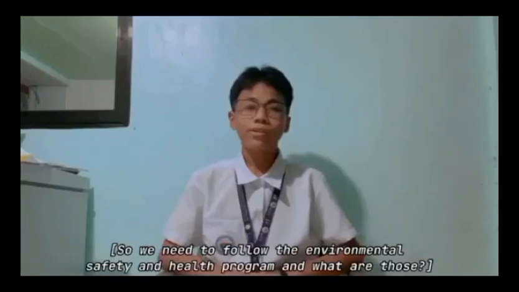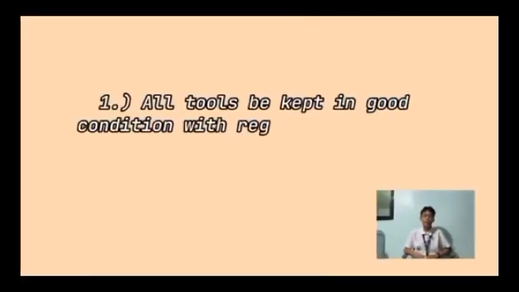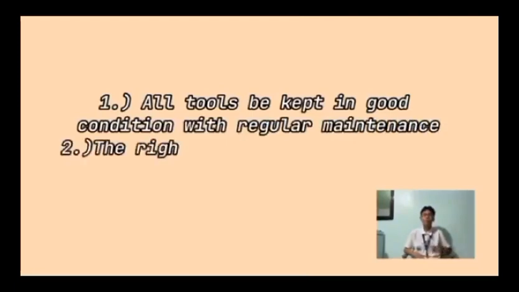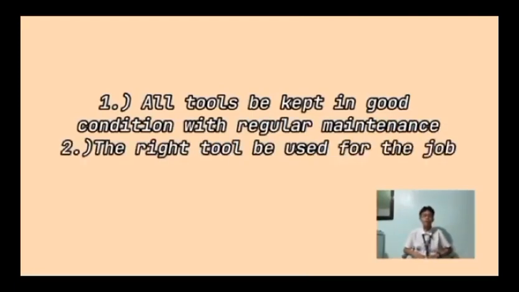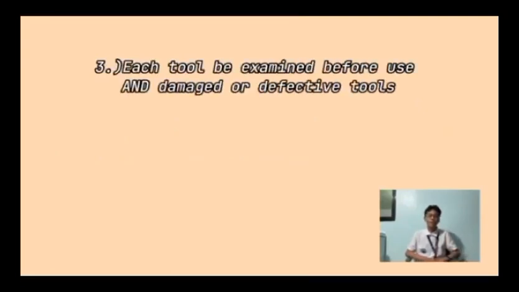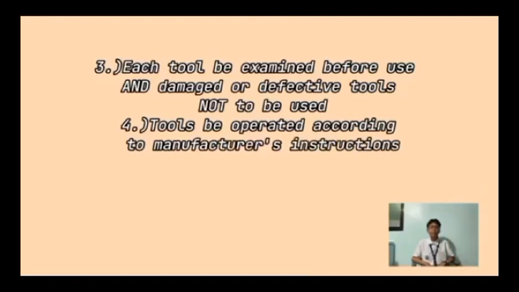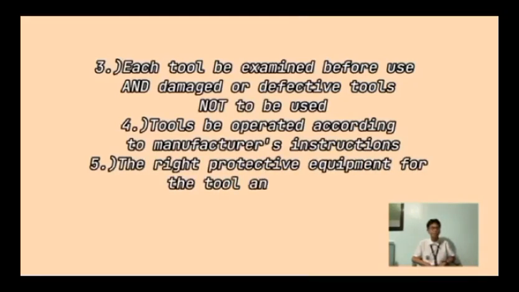And what are those? Number 1, all tools be kept in good condition with regular maintenance. Number 2, the right tool be used for the job. Number 3, each tool be examined before use and damaged or defective tools not to be used. Number 4, tools be operated according to manufacturer's instructions. And for the last, the right protective equipment for the tool and activity.